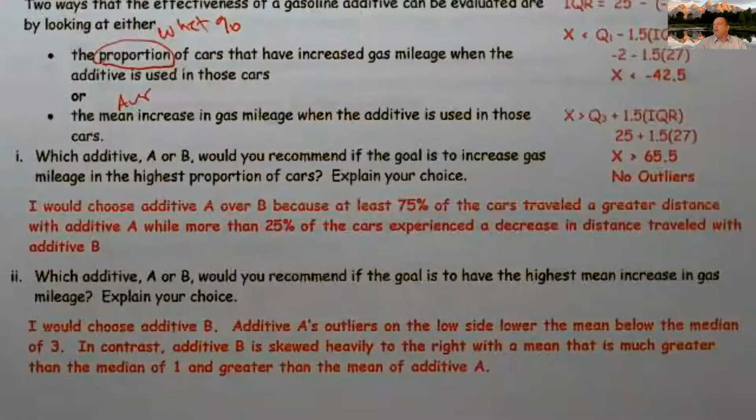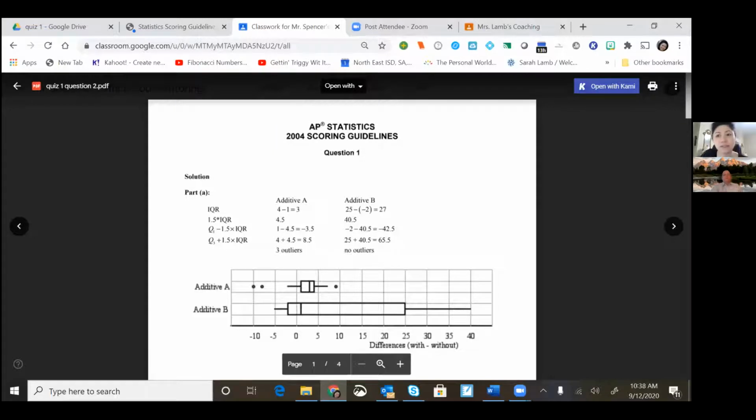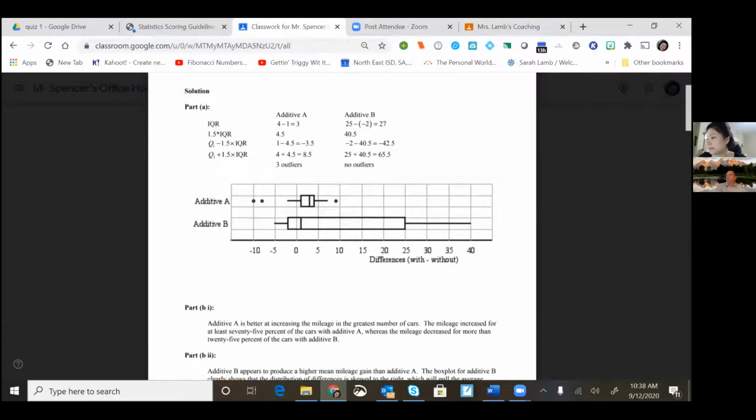I'm going to pause this. If you look at quiz 1, question 2 PDF, that is the official scoring guideline for this question. So let's talk about what we noticed and what they were looking for.